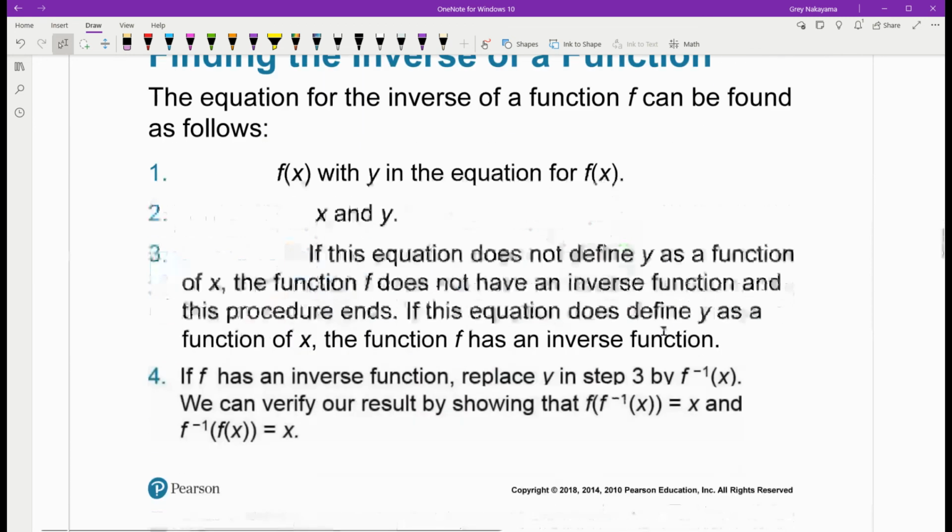Okay, that's verifying. You're also going to have to just find the inverse of a function.